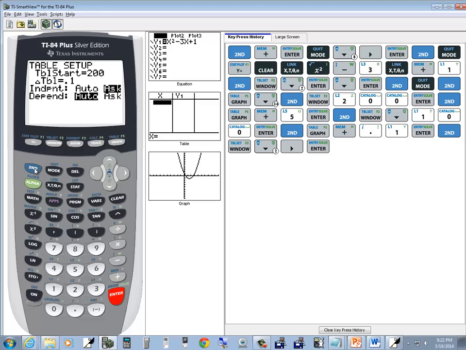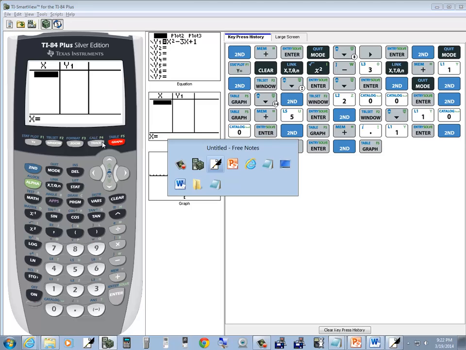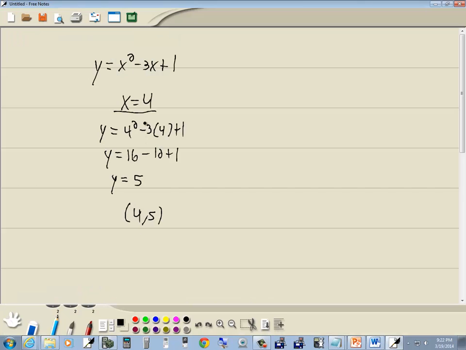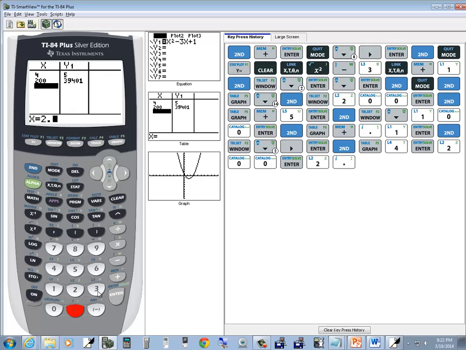Now if we go back to the table, we do second graph, all of a sudden our table is blank. It's waiting for us to input values. So here, remember how I put 4 in by hand, that came up with 5? Well, I put 4, enter, and we get 5. I could put 200 in, and we get this. I could put 2.357 in, and then we get that. So it's kind of nice in that regard. When you set independent to ask, you can enter in whatever values you want.